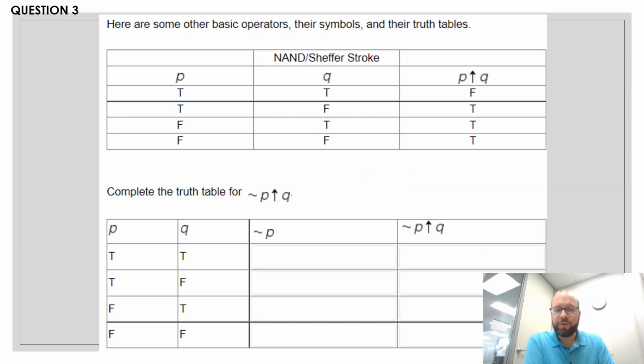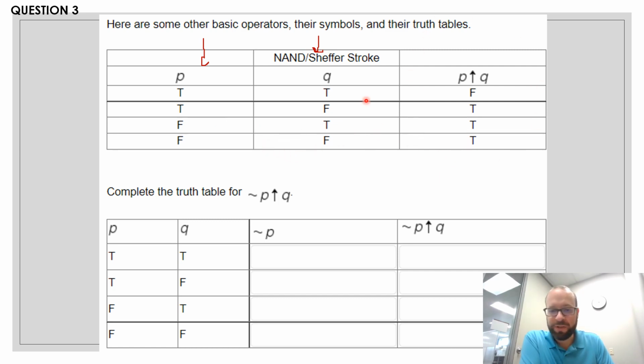Okay, for number 3, here's a new symbol. It's NAND, or the Sheffer stroke. So I have at the top of the problem the truth table for it. So for the inputs here on the left, the input's P, the input's Q, 1 and 2. If the first input's true, the second input's true, the output's false. If the first input's true, the second input's false, the output's true. First input's false, the second input's true, false, true gives me true, and then false, false gives me true.